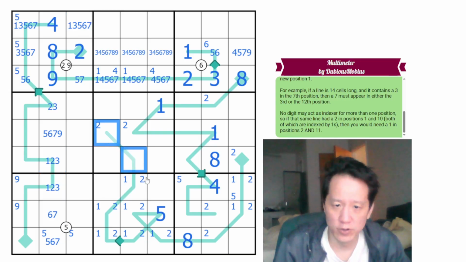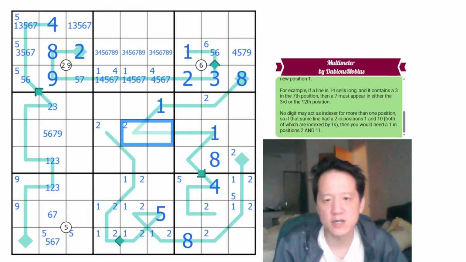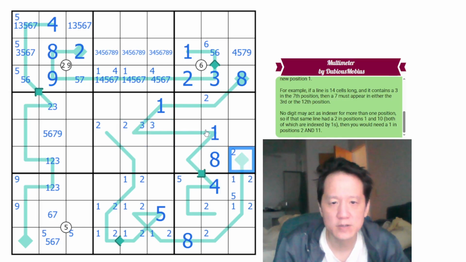This cannot be 1. One of these is a 1, so 2 or 3 has to be in one of the 1 positions, so that's fine. Again, 3 can only be once in one of these 5 positions. So that means 3 actually has to be also one of these 2, right? We also need a 4. 4 can't be here. 4 could be any of these.